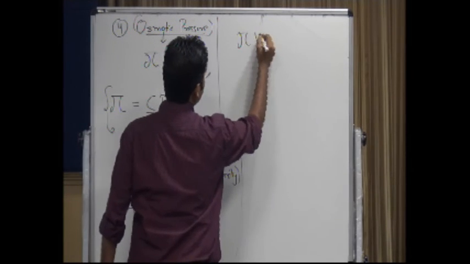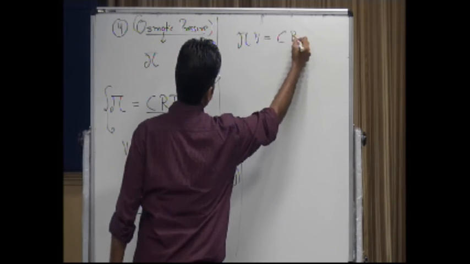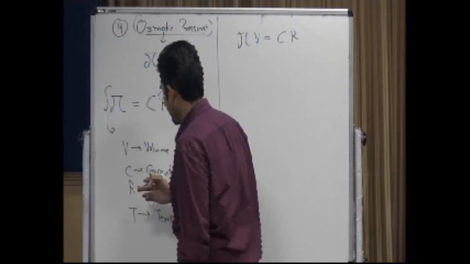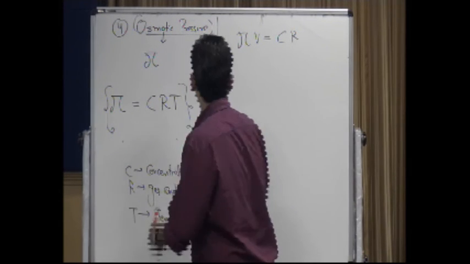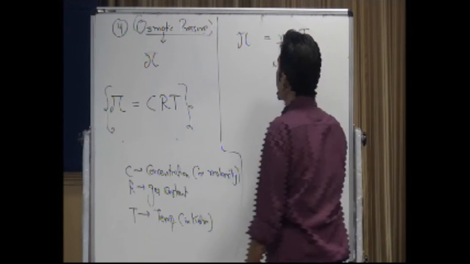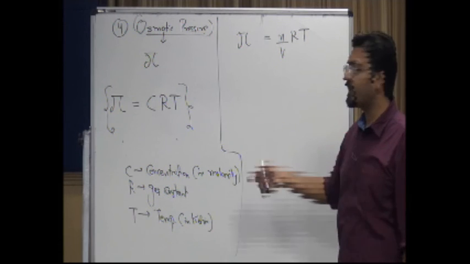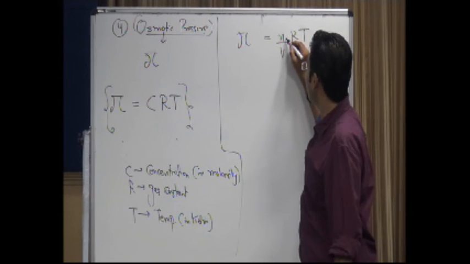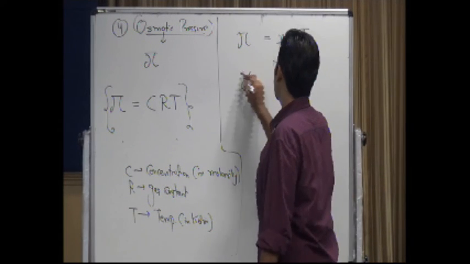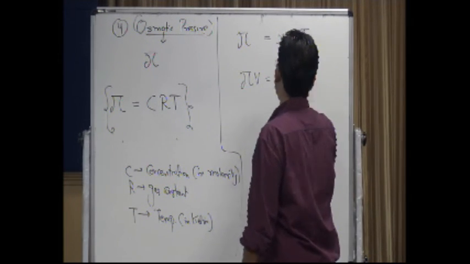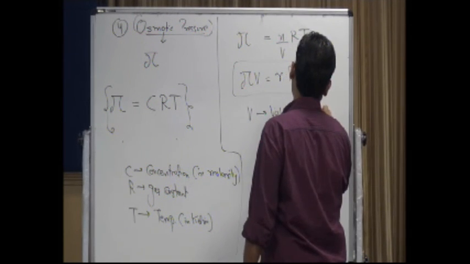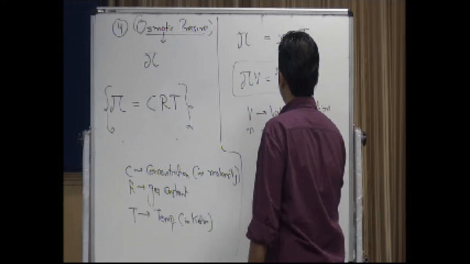If you take the V on the other side, pi is equal to CRT, or n by V RT. If I represent C as n by V, C is what? Molarity. So it will be what? The number of moles of solute present in 1 liter of solution, right? So if I take the V on this side, it will become this kind of equation where this V is the volume of solution and n is the number of moles of solute.